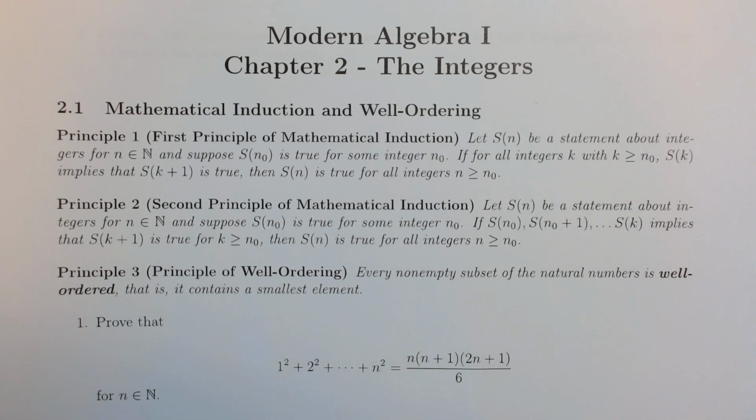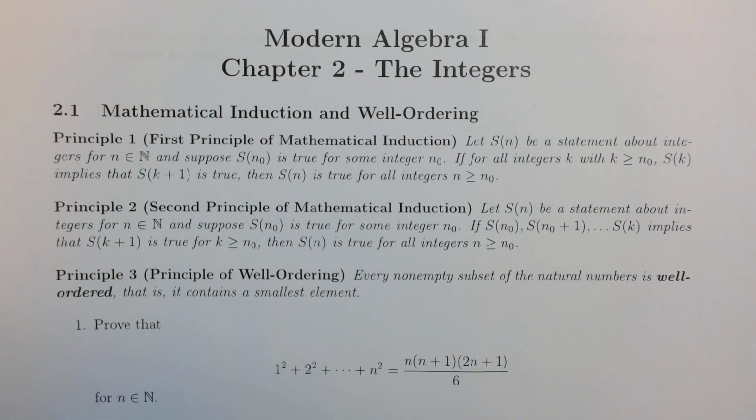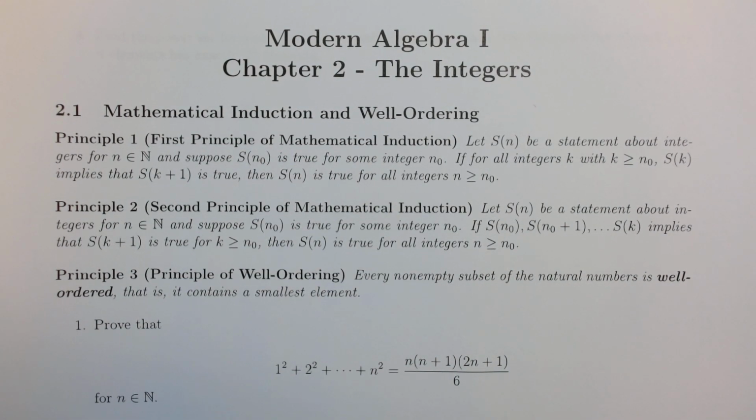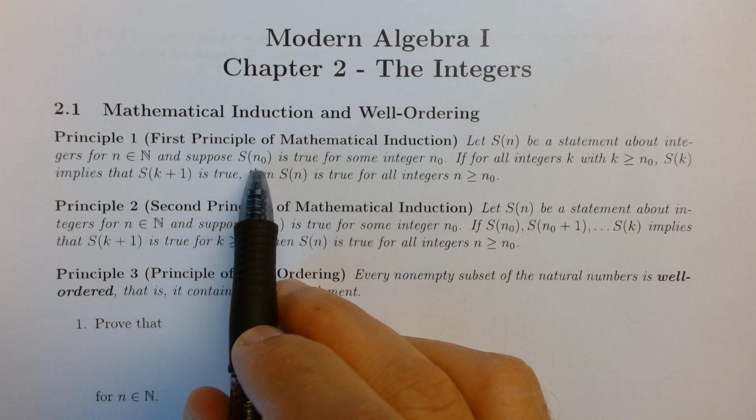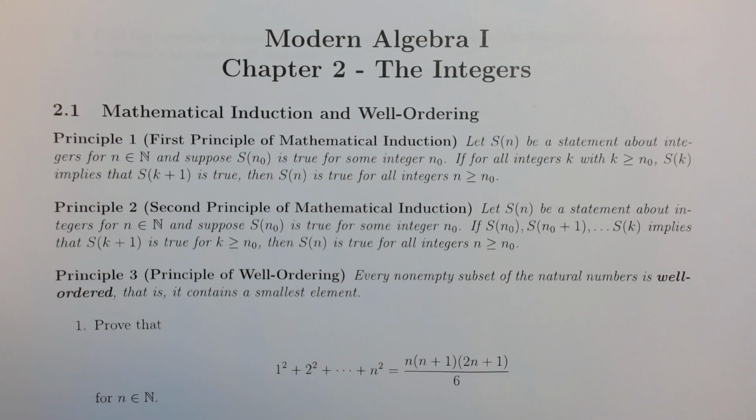So, if you recall, mathematical induction had two different forms. The first one, the first principle of mathematical induction, says that if you have a statement S of n about the integers, well, non-negative integers, or the natural numbers, and we suppose that it's true for some kind of starting value, so n sub 0, a lot of times this is 1, a lot of times this is 0. We could actually take this to be along the integers as well, as long as you don't take all the integers. You have to have a lower bound or a starting point.